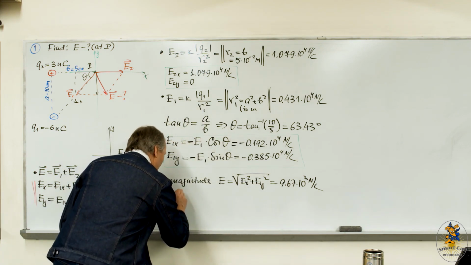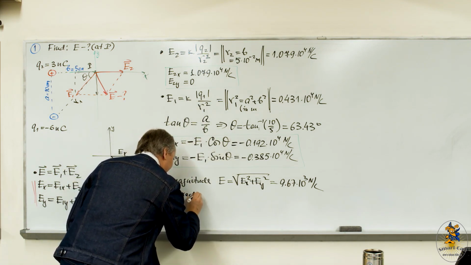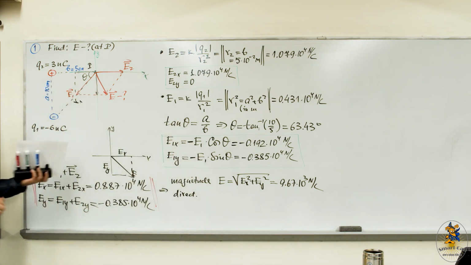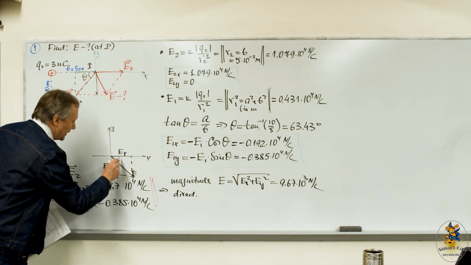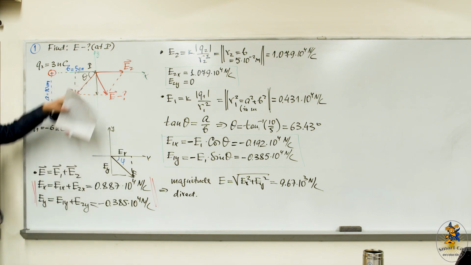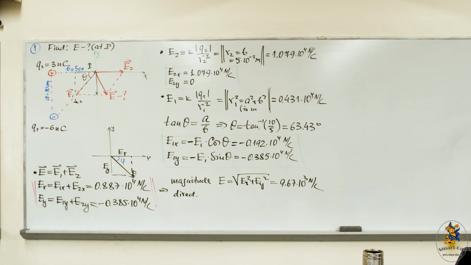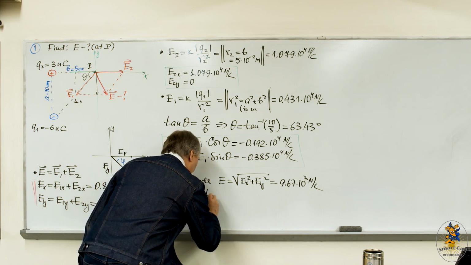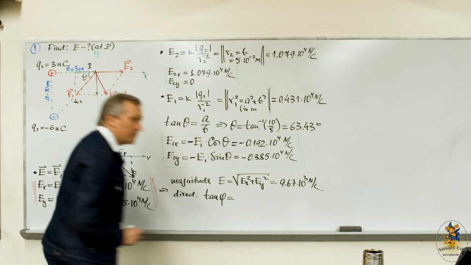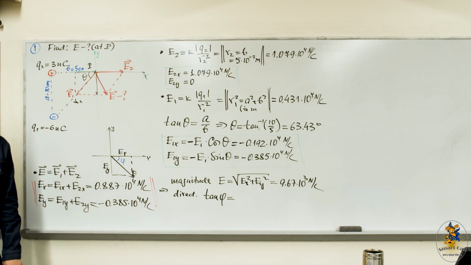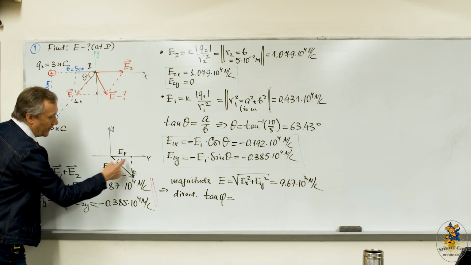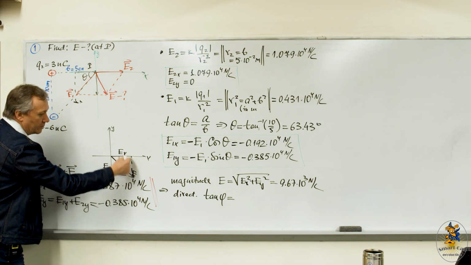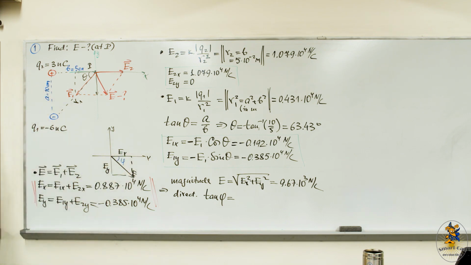Right, so now direction. In order to find direction, we can introduce, for example, this angle phi. So this phi and that theta have nothing in common. They define directions of different vectors. So tangent of phi is the ratio of opposite side versus adjacent. This is our phi. Opposite side is the y component. Adjacent, x component.